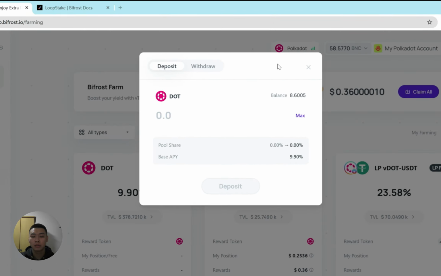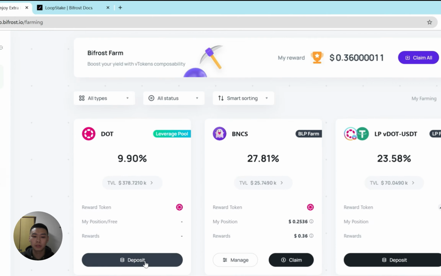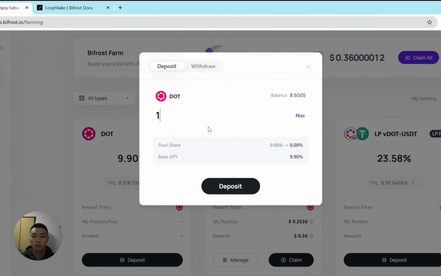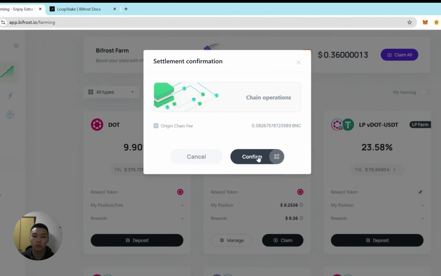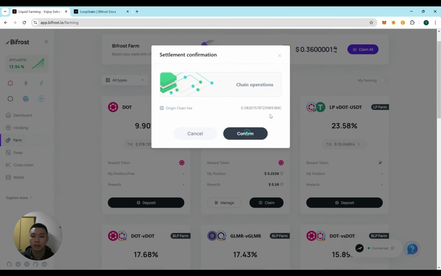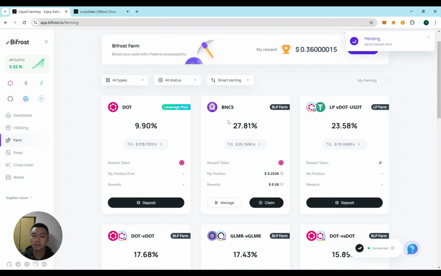Depositing into the supply pool is simply the same as depositing into other farming pools. Just with one click, you input the number and click deposit. So you are actually supplying liquidity into this lending pool. And we click confirm. And succeed.